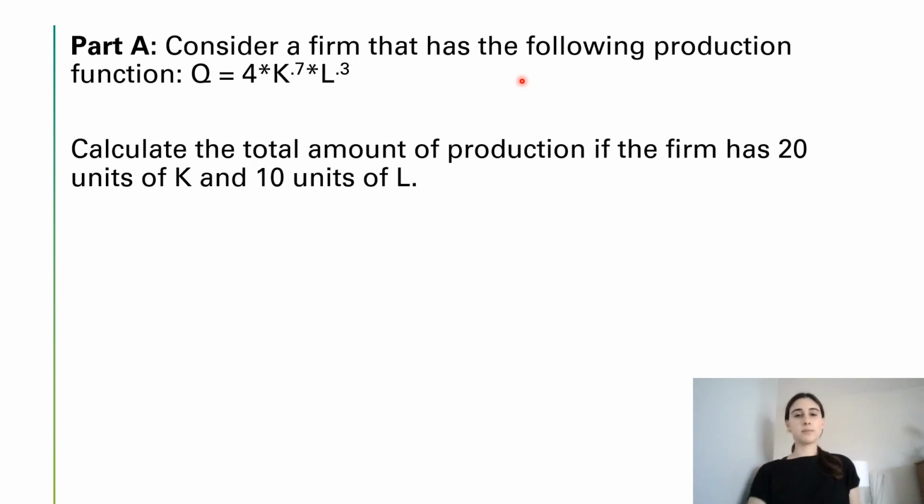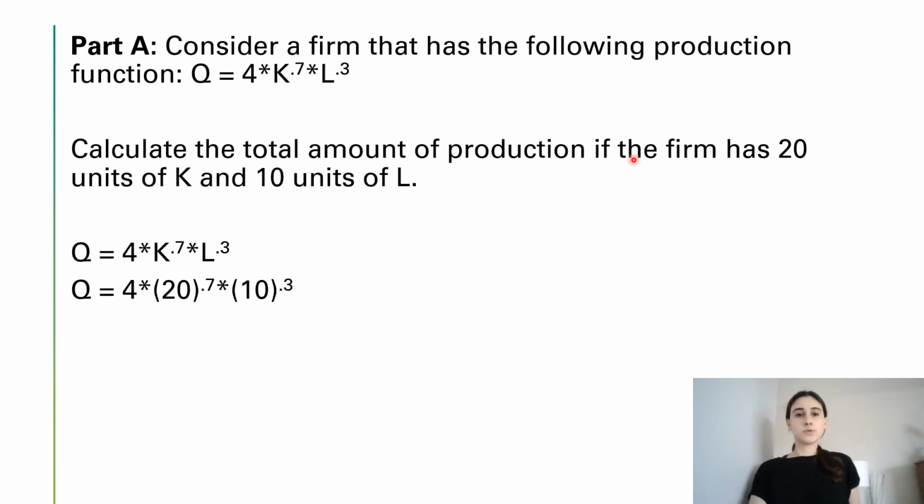So for this part of the problem, we are told the firm has 20 units of K, capital, and 10 units of L, labor. So to find the amount of production, we will simply take our production function and substitute 20 for K and 10 for L. When we do so, we get an answer of 64.98. So when this firm operates with 20 units of capital and 10 units of labor, they're able to produce 64.98 units of output.